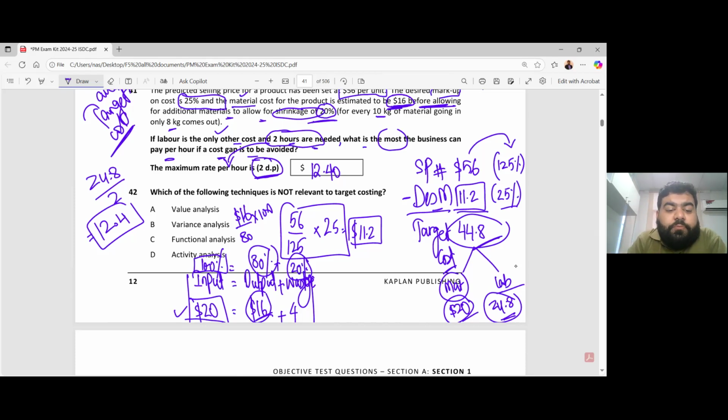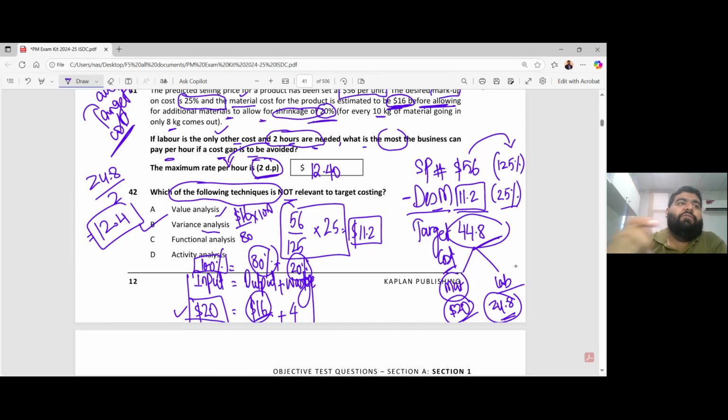After that, which of the following techniques is not relevant to target costing? Value analysis, we have done that. We have to do the value analysis to see what we are providing to the customer. Variance analysis, this is the answer. Variance analysis is not related to target costing.